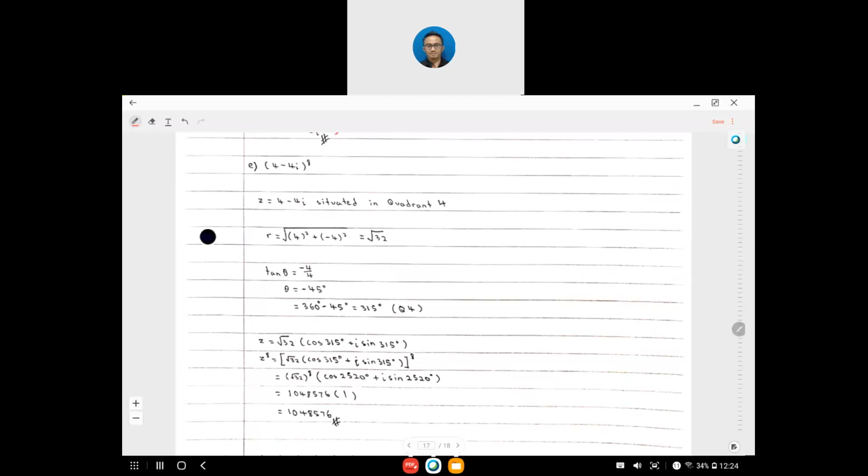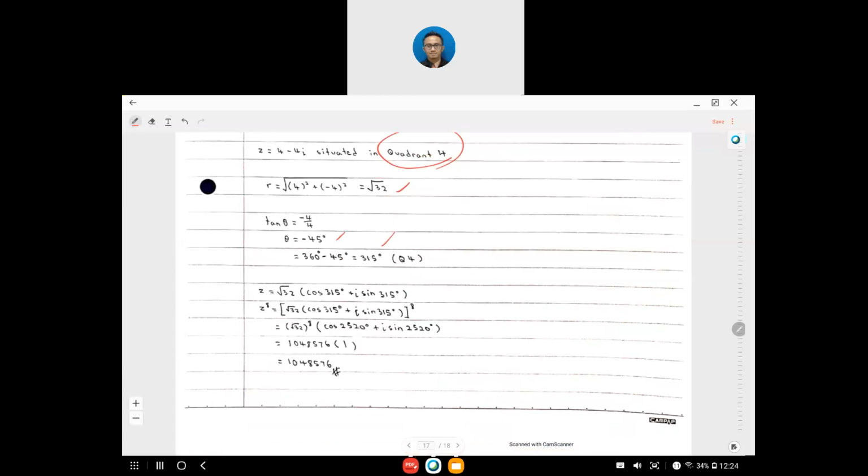And then E, (4 minus 4i) to the power of 8. Also same thing. Find the value of r, you can get root 32, tangent theta equals negative 45. So this one is quadrant 4, you can get 315 degrees. And then substitute the value 315 with the power of 8. So you can get 1058576. It only gets a value of x, the imaginary part with i is not there.